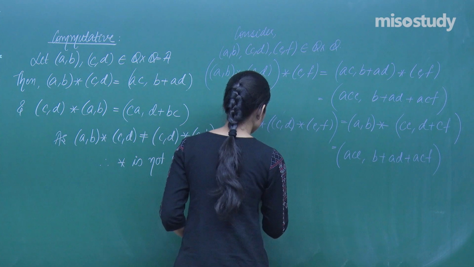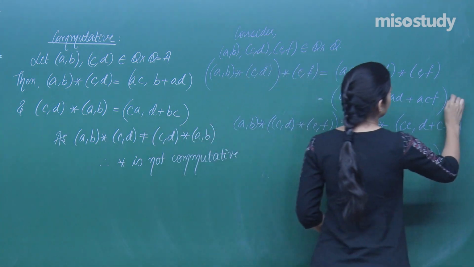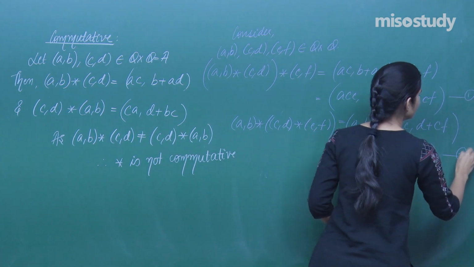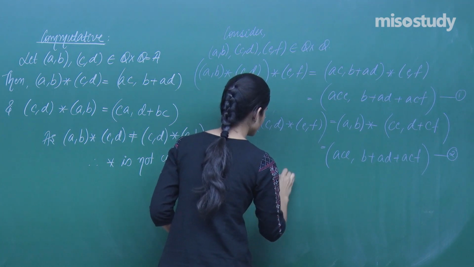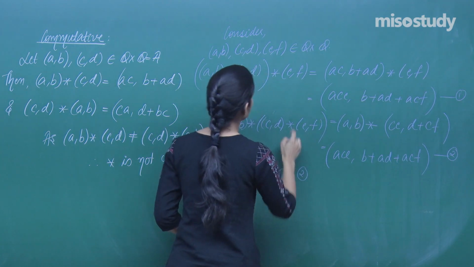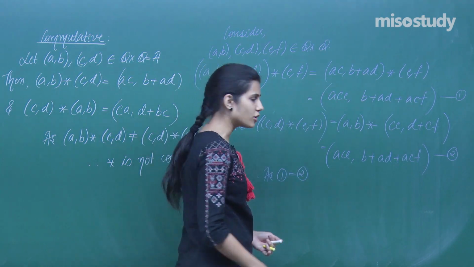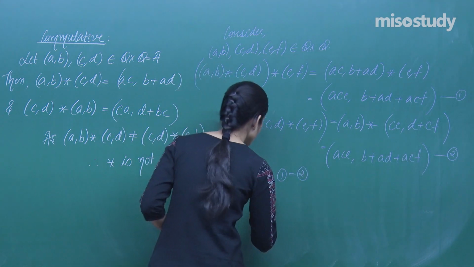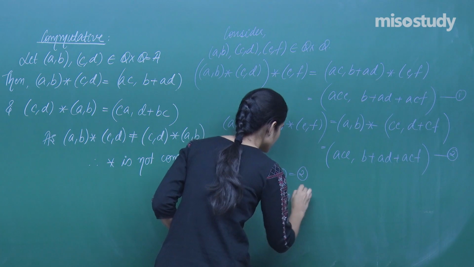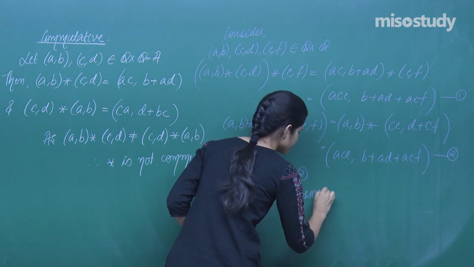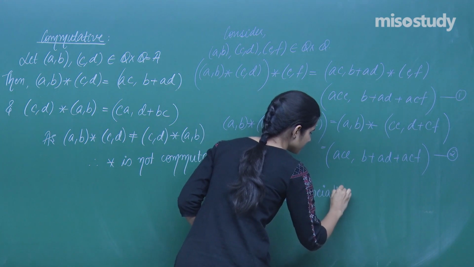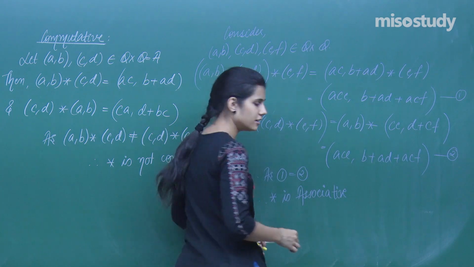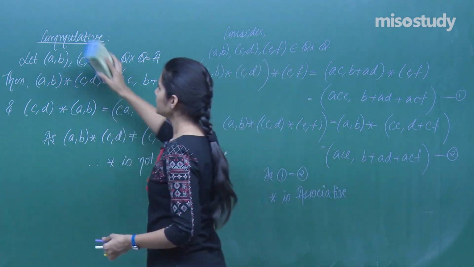I can see that if I say this is 1 and this is 2, as 1 is equal to 2, and these were any 3 elements taken from Q cross Q, that means this is true for any element taken from Q cross Q, and therefore star is associative. Clear? So it is not commutative but it is associative.